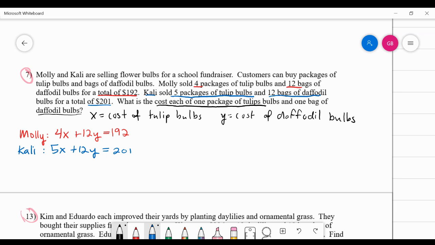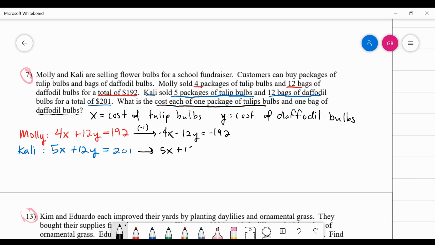Okay, I have a system of equations now. Now I'm going to solve it. That's step 3. So I'm looking for coefficients that match up. Notice that we have 12y in both Molly's and Callie's equations. So that's what I'm going to eliminate. But to do that, one of them has to be positive, one of them has to be negative. So I'm going to multiply the first equation by -1. So that turns it into negative 4x minus 12y is equal to negative 192. The second equation, I'm just going to copy it over.